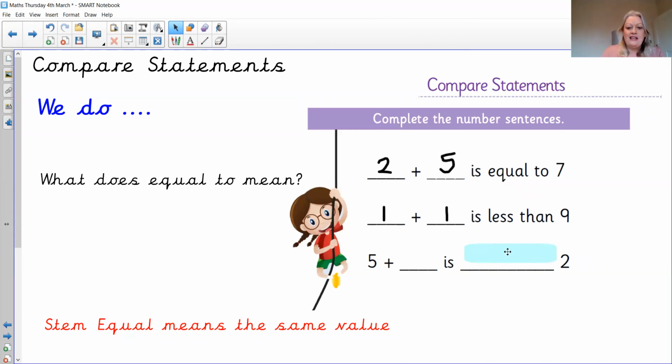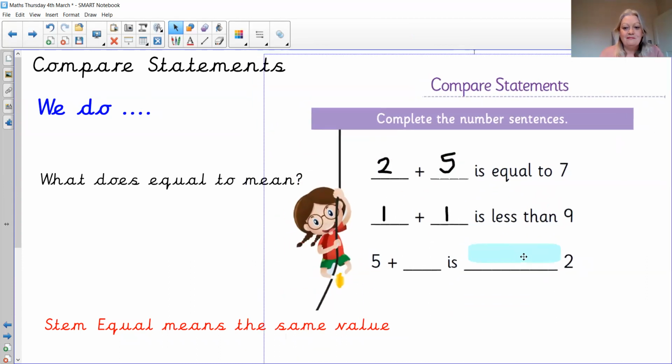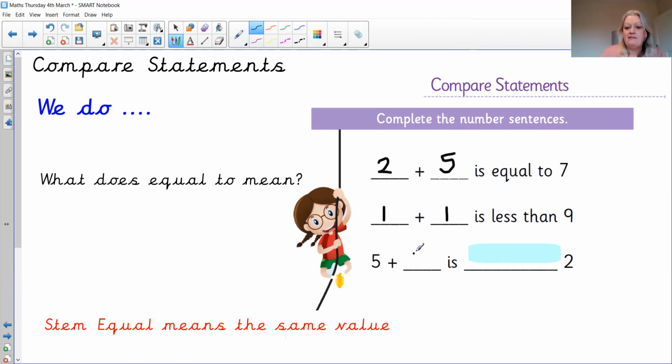So let's see what we've got under here. 5 add. It's not working. It would have said is greater than 2. So 5 add what is greater than 2? You choose. 5 add 2 is greater than 2. 7 is greater than 2. Technical hitch there, but we've got through it, don't worry.